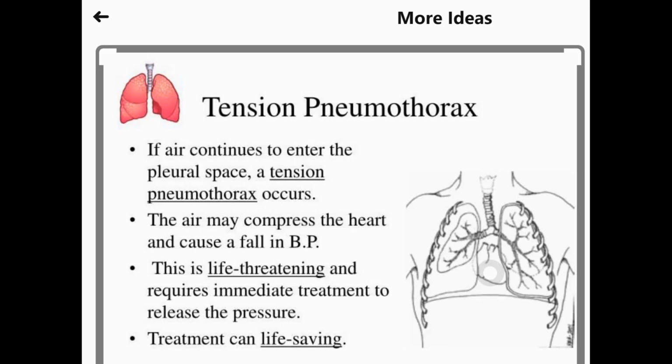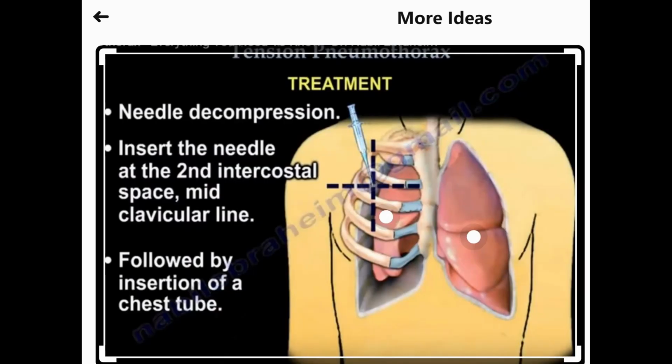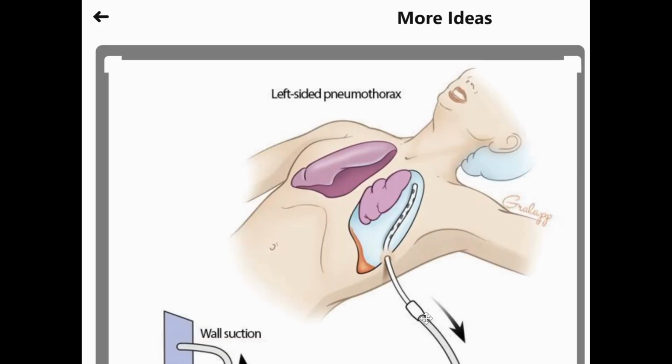The treatment depends on the severity. A small pneumothorax resolves on its own. In tension pneumothorax, the treatment is needle decompression. That is, a large bore needle is inserted into the second intercostal space. It relieves the trapped air, followed by chest tube insertion. Second, chest tube insertion. A tube is inserted into the pleural space. It drains the air and helps the lungs to re-expand.